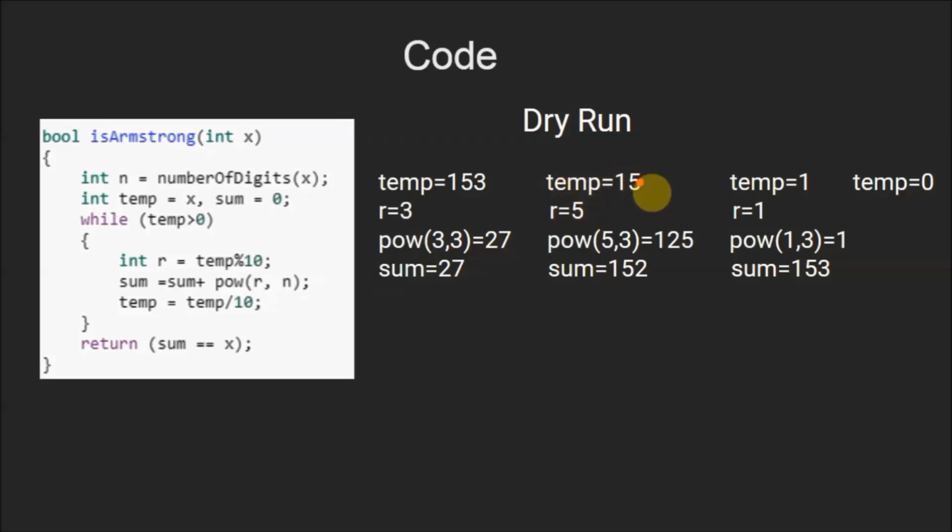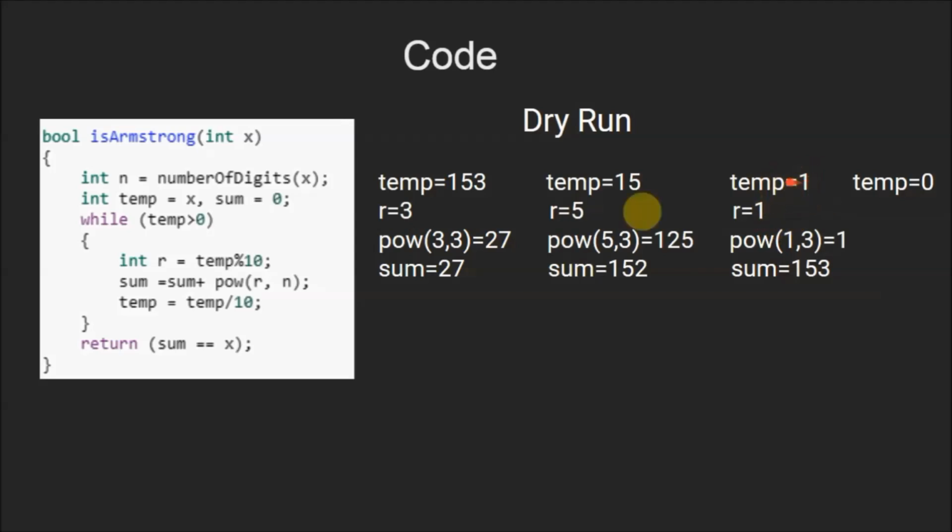Then as temp is greater than 0, r will become 5 as 15 mod 10 equals 5. Then power of 5 comma 3 will be calculated. This will turn out to be 125. Then the value of sum will be 27 plus 125. So this will come out to be 152. Then the value of temp will be reinitialized by 15 divided by 10. This will come out to be 1.